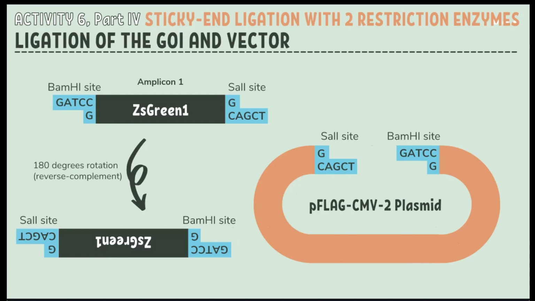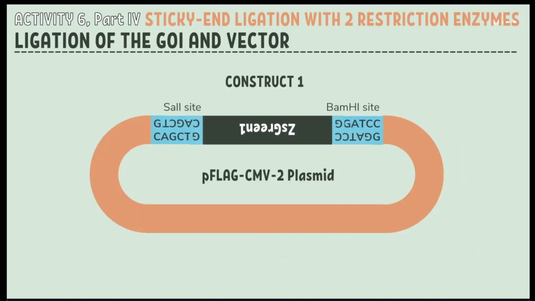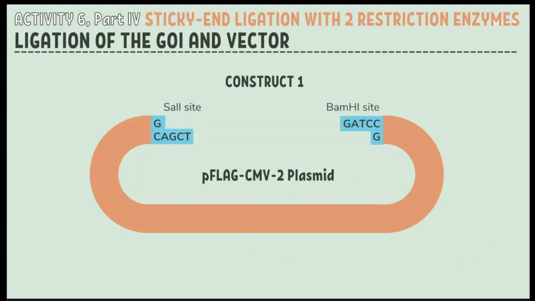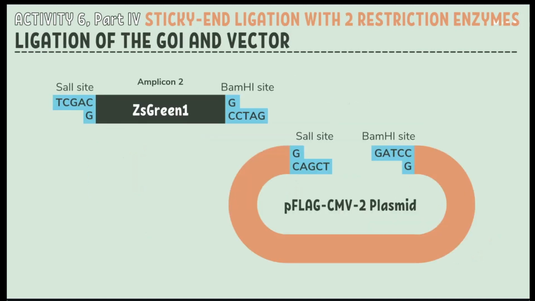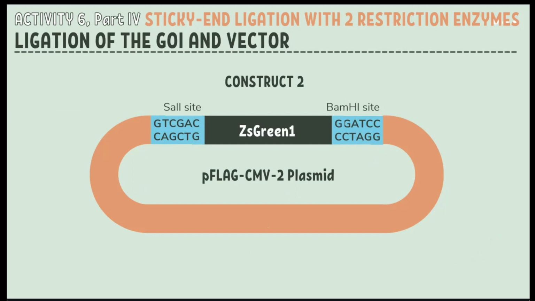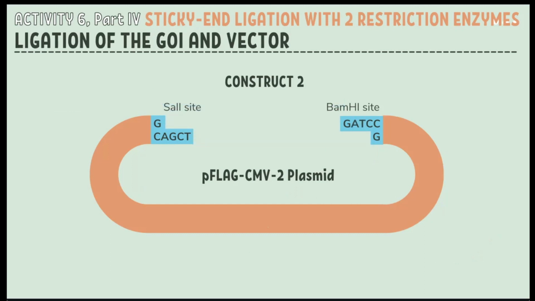So for amplicon 1, the reverse complement must be the one inserted into the vector, where this construct 1 will be the result after ligation. On the other hand, for amplicon 2, there's no need to get a reverse complement since the SalI sticky ends are both found on the left side. So we can easily insert the gene of interest as shown. This is our construct 2.